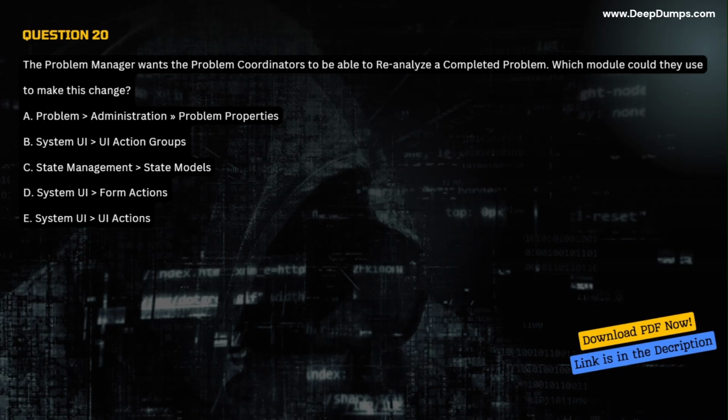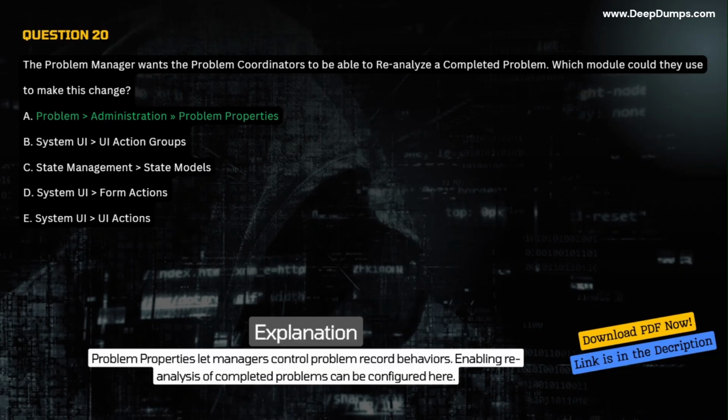E. System UI actions. Correct answer A. Problem administration. Problem properties. Explanation. Problem properties let managers control problem record behaviors. Enabling reanalysis of completed problems can be configured here.